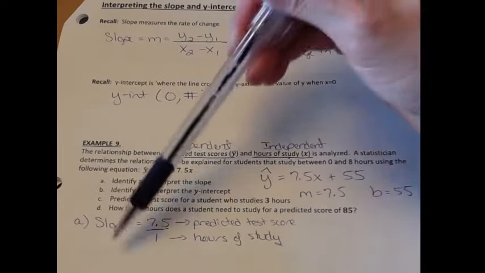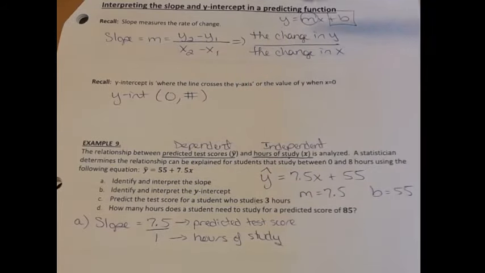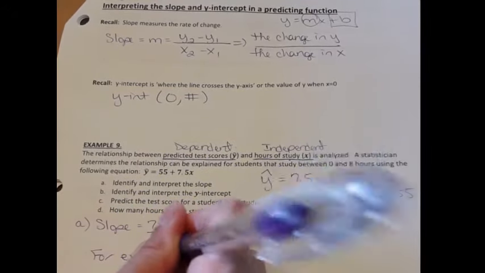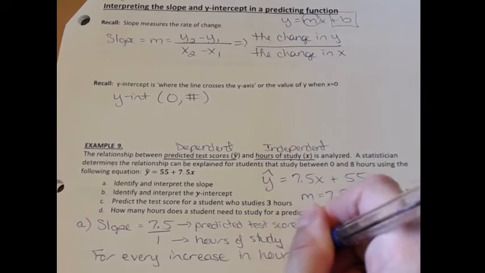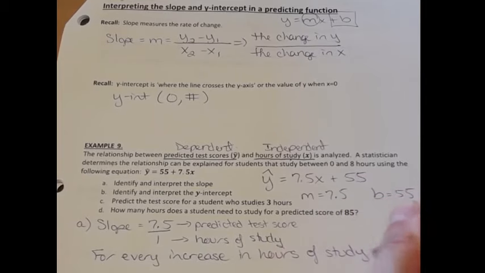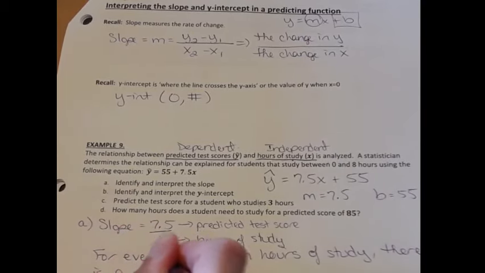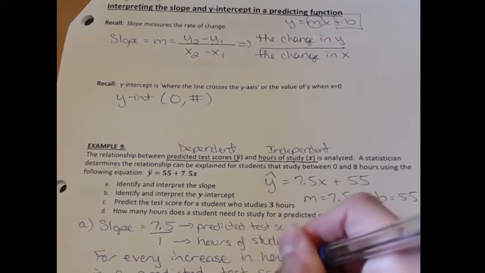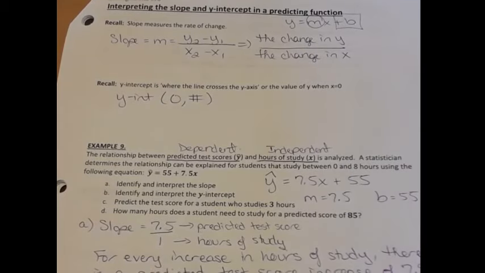We know slope is positive in this case, so we have a positive rate of change in y over change in x. So here's a statement that this refers to. For every increase in hours of study, there is a predicted test score increase of 7.5 points.